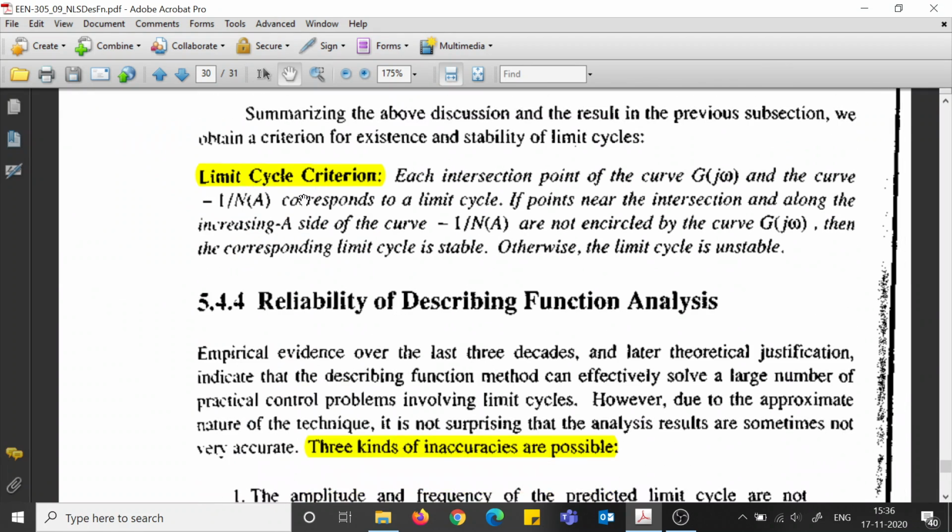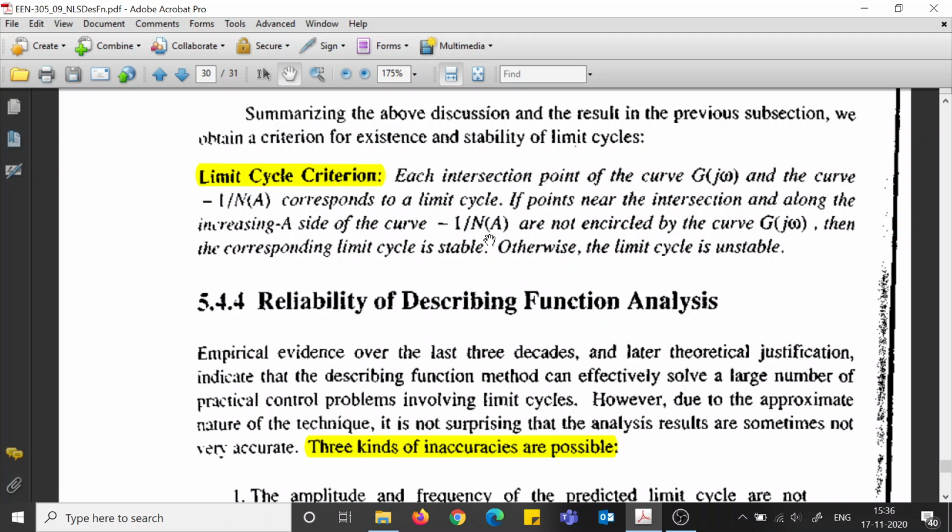So the criterion is stated here. Each intersection point of the curve G(jω) and the curve -1/N(A, ω) corresponds to a limit cycle. If the points near the intersection and along the increasing A side of the curve are not encircled by the curve G(jω), then the corresponding limit cycle is stable.